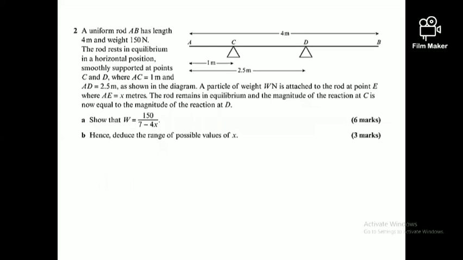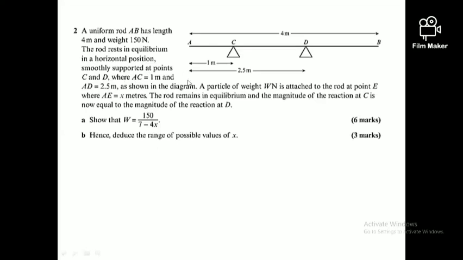Right. Let's move on to the second question. A uniform rod AB has a length of 4 meters and weight 150 newtons. What facts can you understand? Since it's uniform, the center of gravity acts at the midpoint, 2 meters from this corner. So you can mark 2 meters, 150. The rod rests in equilibrium in the horizontal position. If it is in equilibrium, upwards forces equal downwards forces, and at the same time, clockwise moments equal anti-clockwise moments.